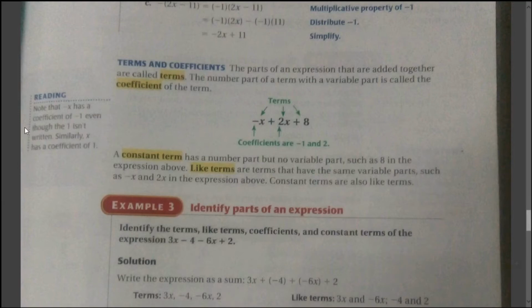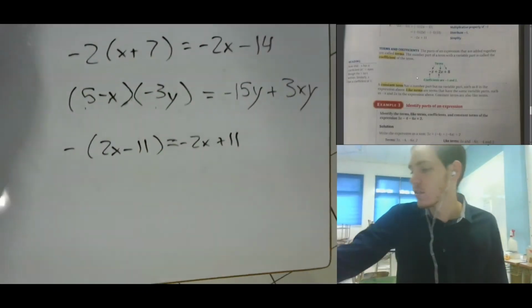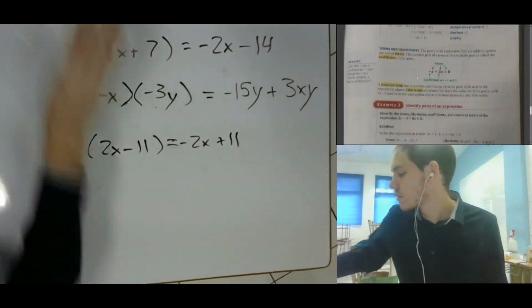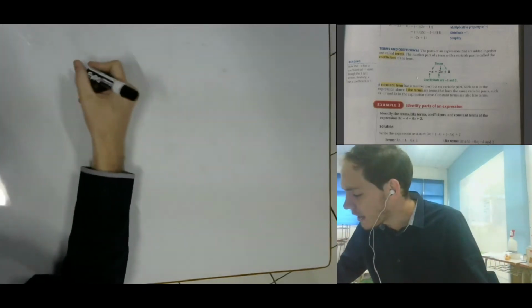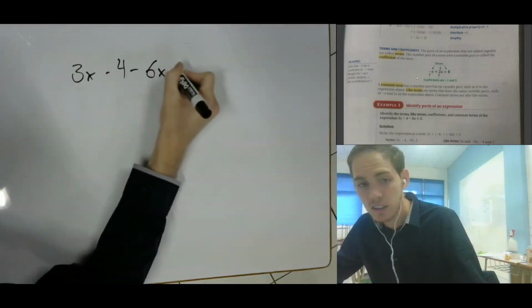Okay? Just a second as our motorcycle is being passed by. So like terms are two terms that have the same power. They have the same power and the same variable. So example is, if you have 3x minus 4 minus 6x plus 2.